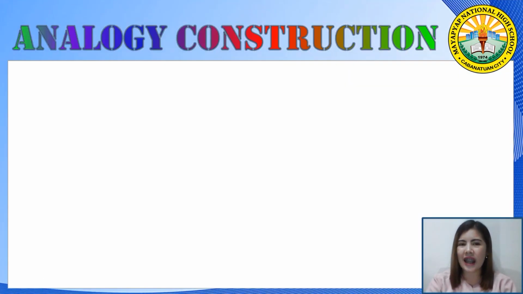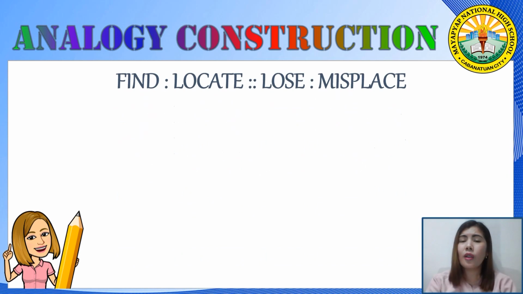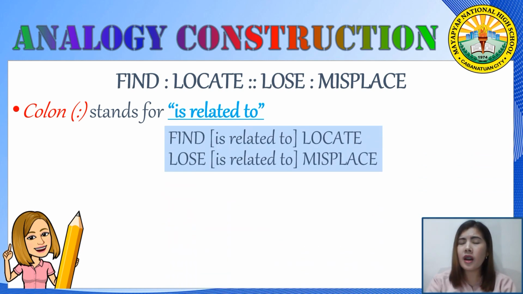Now that you know what an analogy is, let us now discuss how to construct an analogy. There are 4 words that we need, and these words are somewhat related. Let's take a look at the example. Find, locate, lose, and misplace. To connect these words in an analogy, we're going to use punctuation marks. The first one is a colon. A colon stands for the phrase is related to. So when we read the example, it will be find is related to locate and lose is related to misplace.